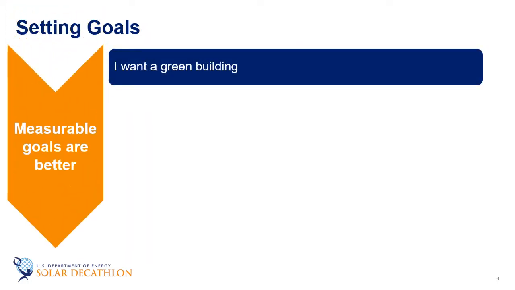Well, frankly, it's difficult without measurable goals. A lot of people say something like, "I want a green building." But the problem with that is that nobody really knows what this statement means without defining it more. People sort of know what it means, but you can't measure how green a building is.